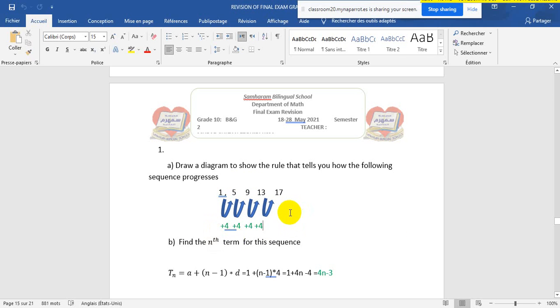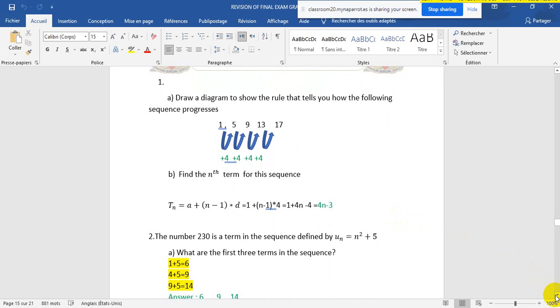Okay? The next question. Find the nth term for this sequence. The first term is 1, and the common difference is 4. The formula will be Tn equals a plus n minus 1 multiplied by d. Okay?